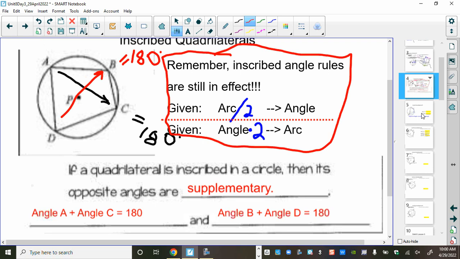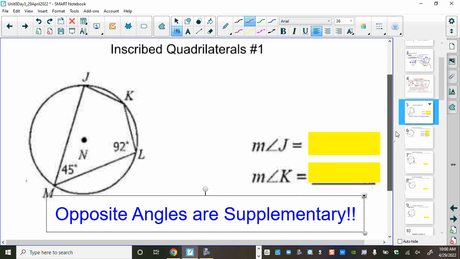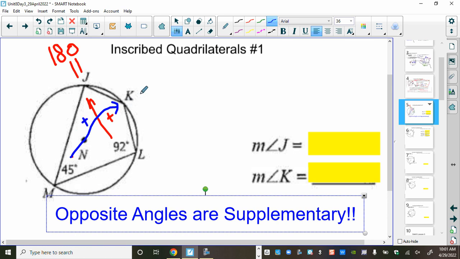All right, here we go. Remember, opposite angles are supplementary. So basically, you just have to figure out these two angles, L and J, are opposite. They have to add up to 180. So something plus 92 gives us 180. Similarly, angle M plus whatever angle K is adds up to 180.